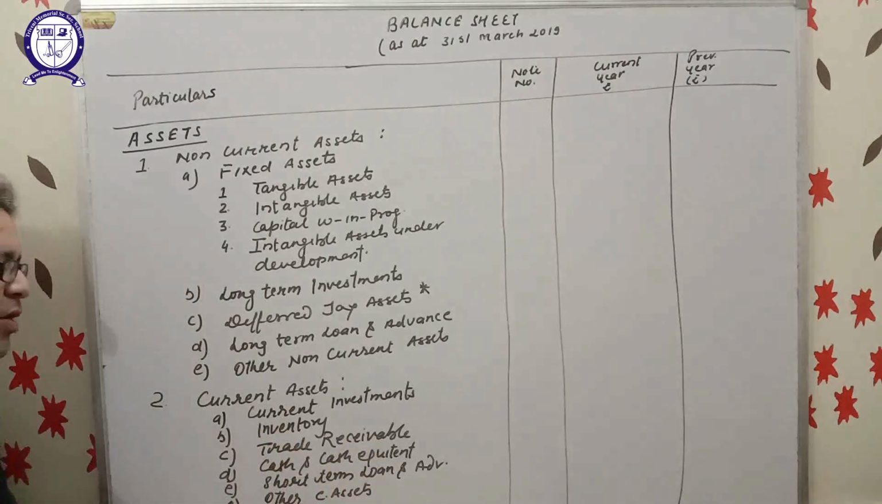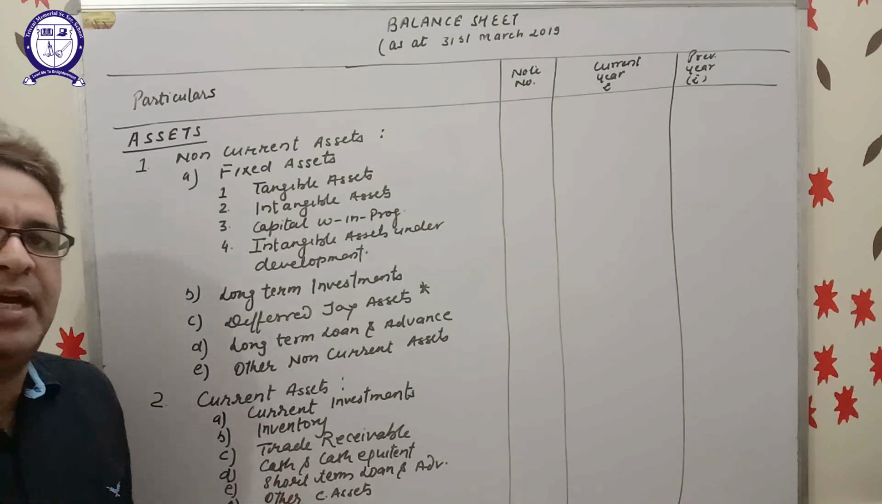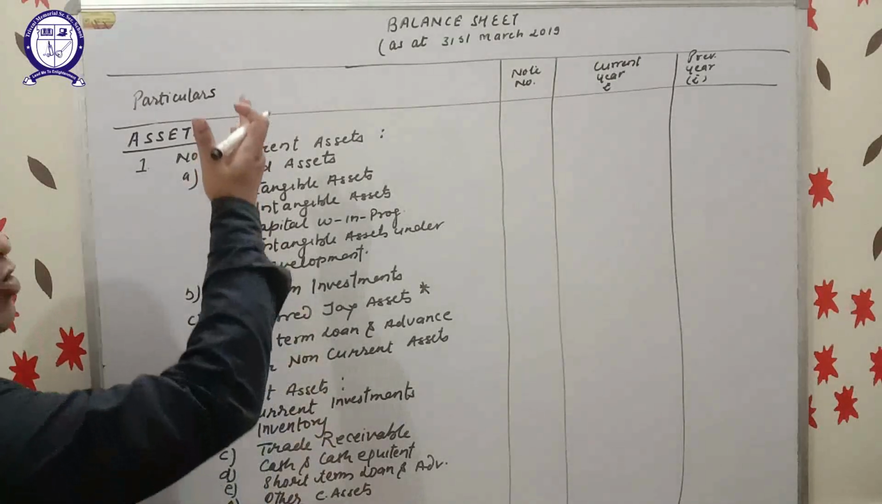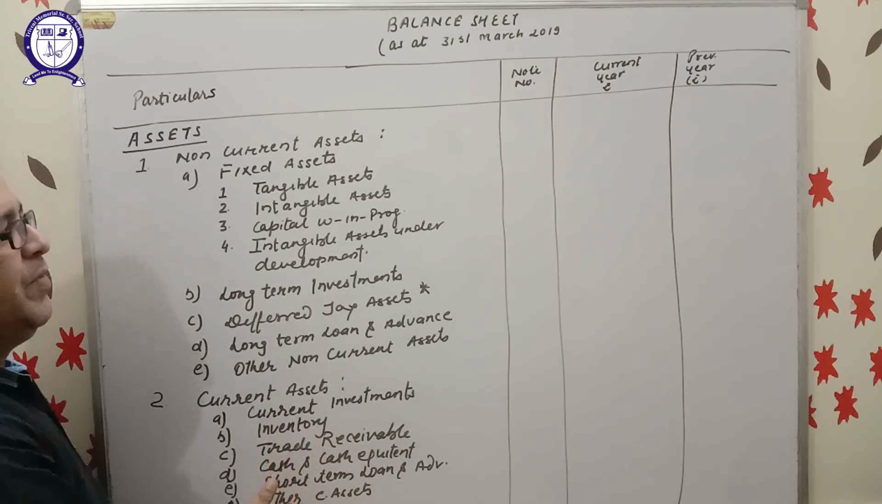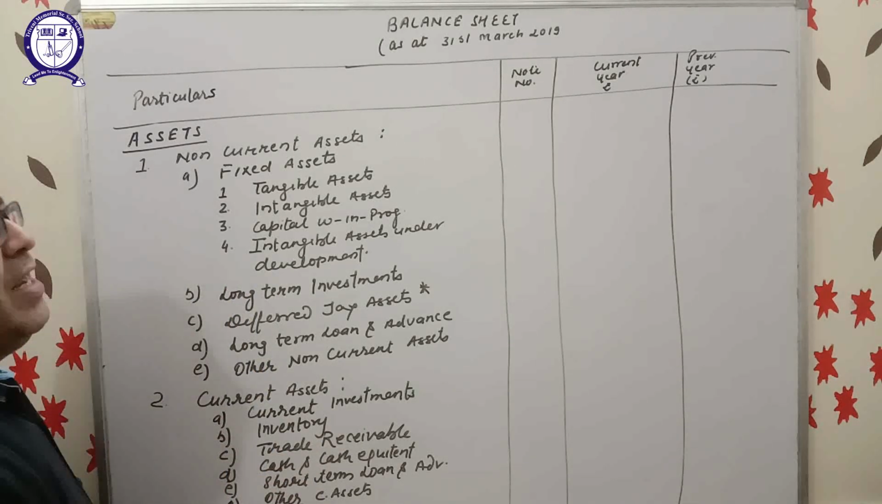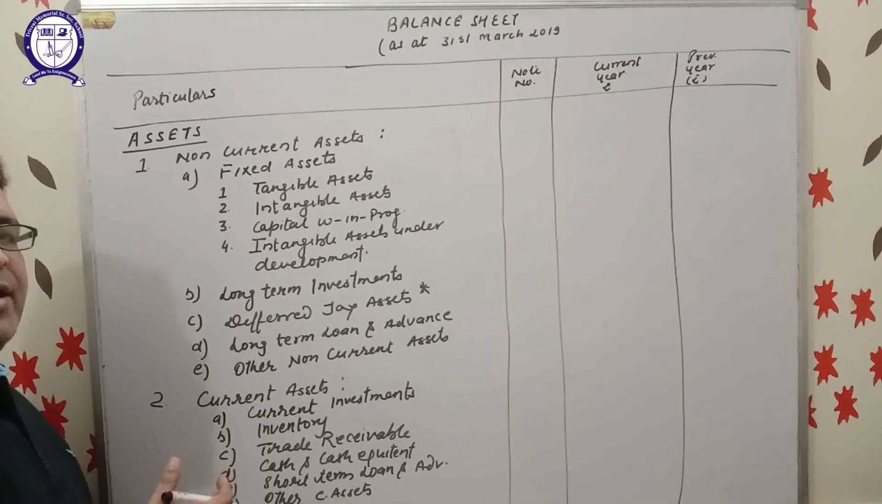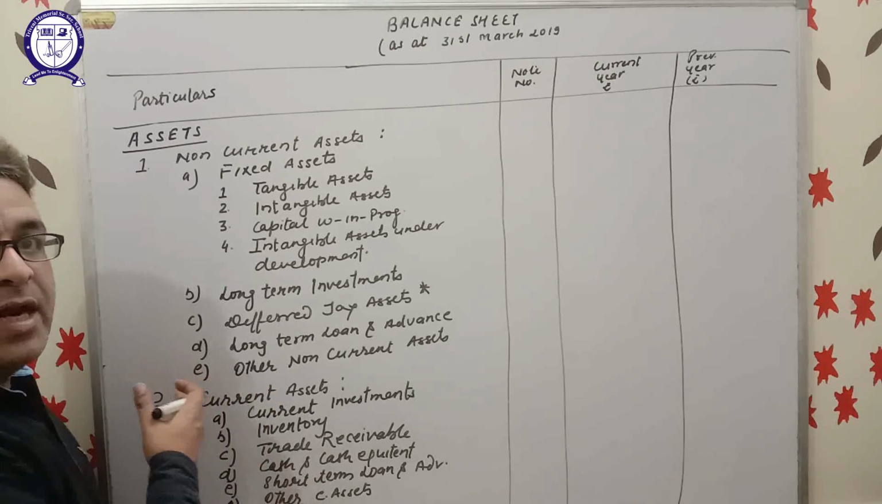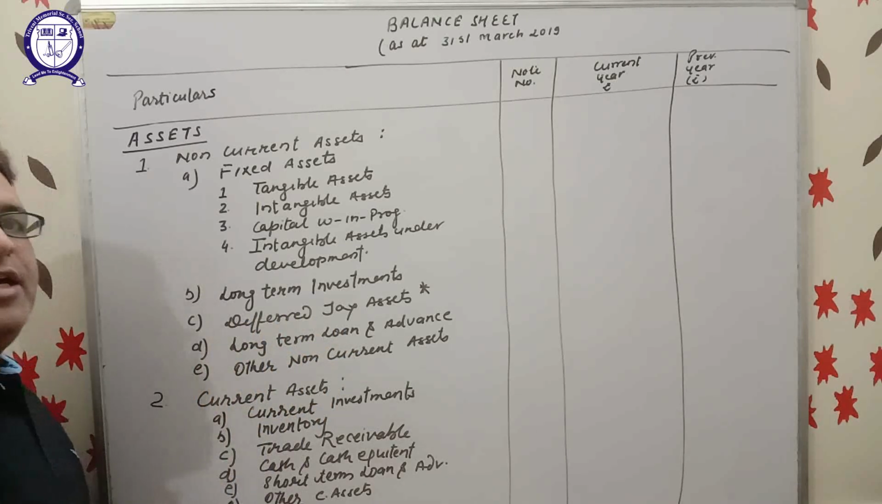This total should be equal to the total of the liability side. So this is the format of the balance sheet. We have to learn first of all the statement of P&L and the balance sheet. Only then can we learn all other chapters related to this book.